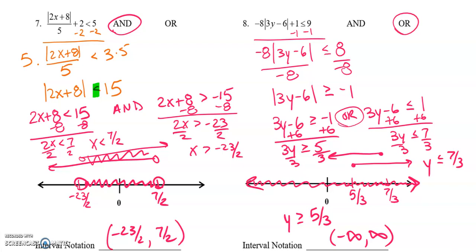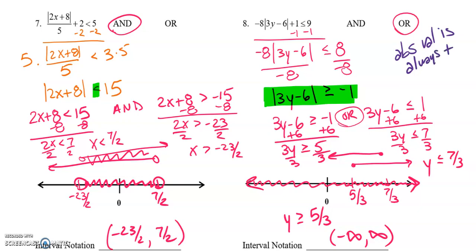Now, the reason we end up with the entire number line is if we go back to here, think about this for a second. The absolute value has to be greater than or equal to -1. What do we know about absolute value? We know that absolute value is always positive. So that means this value here is going to be a positive. Is a positive number greater than or equal to -1?